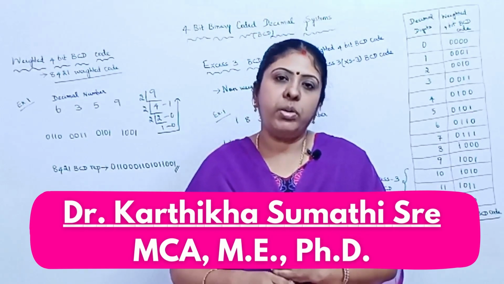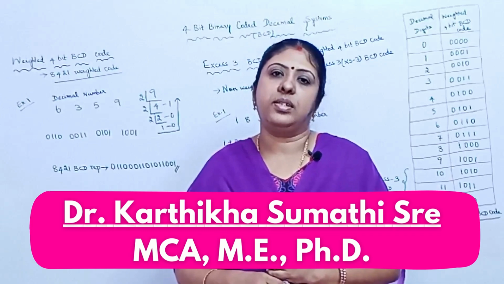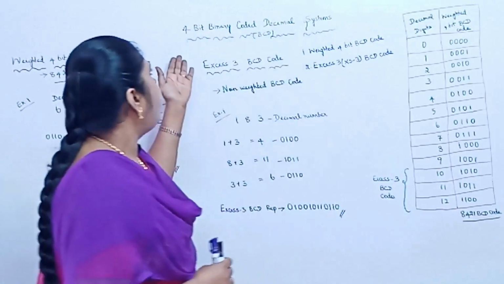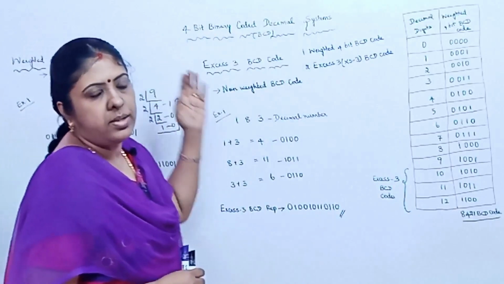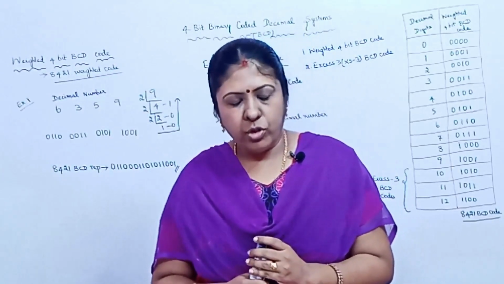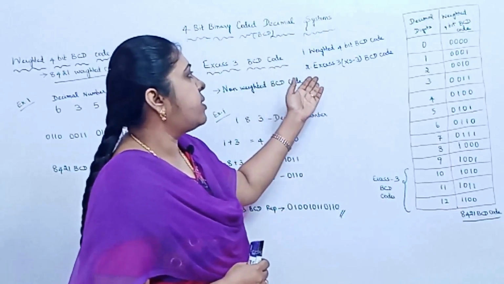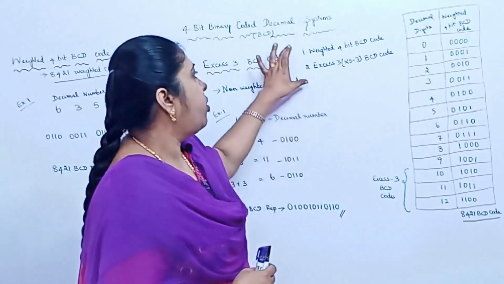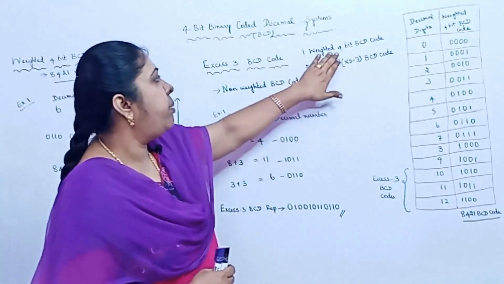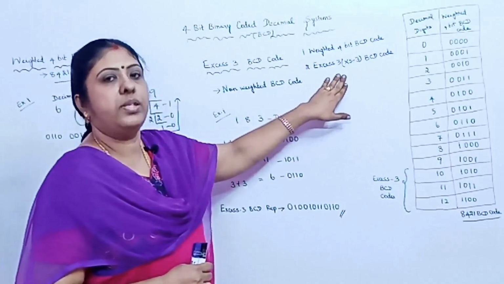We had been already discussing the various types of conversion in the number system conversion series. In this series, we are going to discuss 4-bit binary coded decimal systems. The 4-bit binary coded decimal system consists of two popular techniques, which are called the weighted 4-bit BCD code and the XS3 BCD code. In today's video, we are going to discuss how to convert a decimal number to weighted 4-bit BCD code. Similarly, how to convert a decimal number to XS3 BCD code.